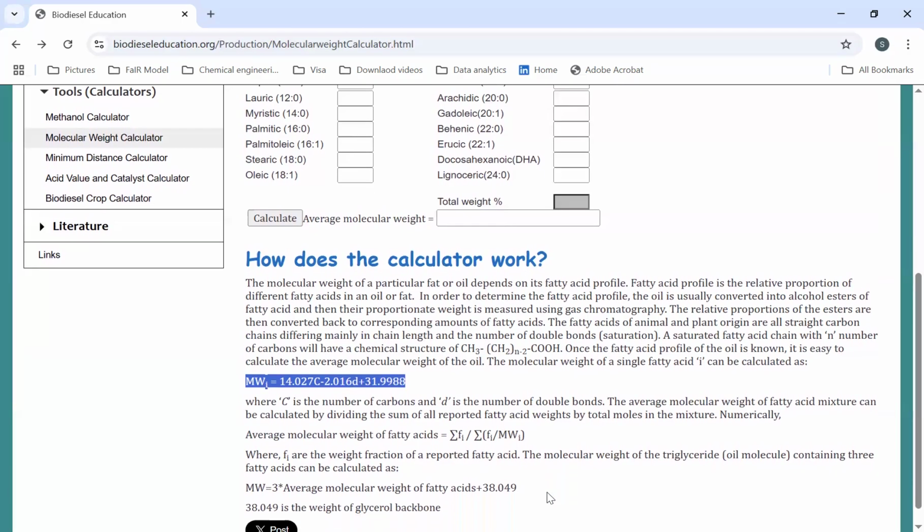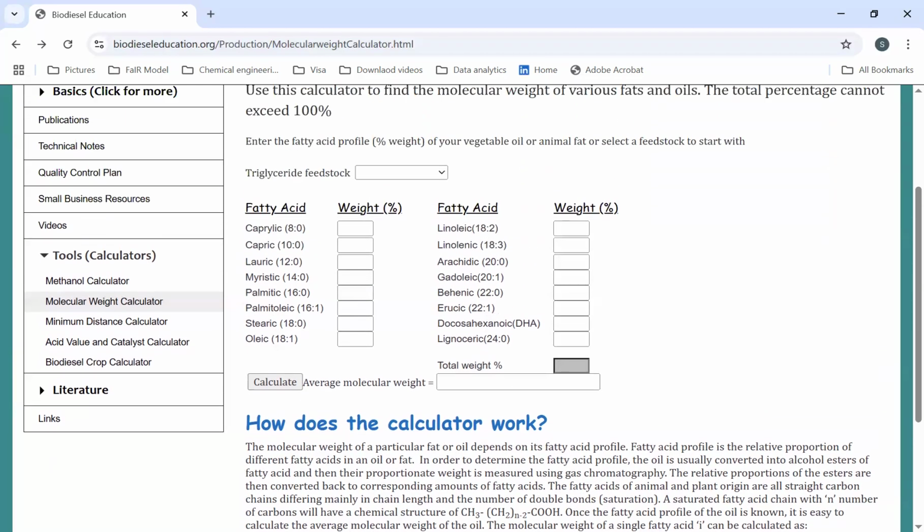And then you can calculate the molecular weight of triglyceride, or the molecular weight of oil, because triglyceride means they have three fatty acids. In this case, you can multiply the average molecular weight for fatty acids times 3, because it is a triglyceride, plus this constant, 38.049, which is the molecular weight of the glycerol as the backbone, because as you know, the glycerol is the backbone of each of these fatty acids.